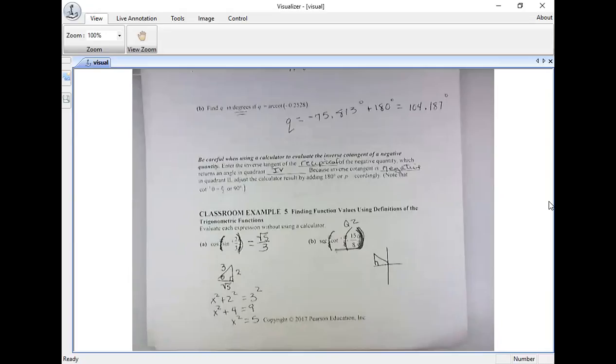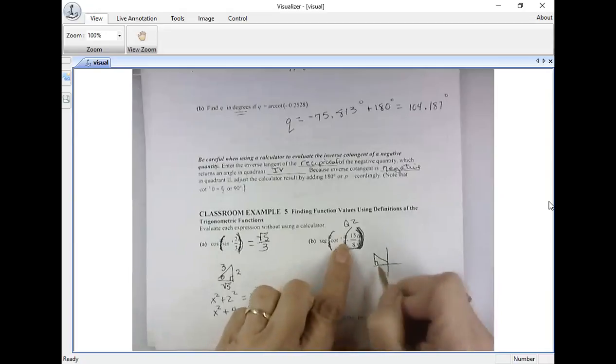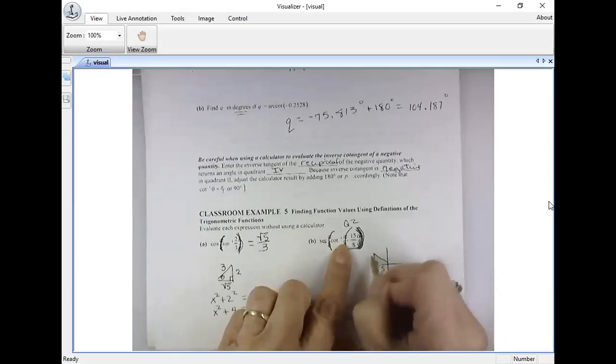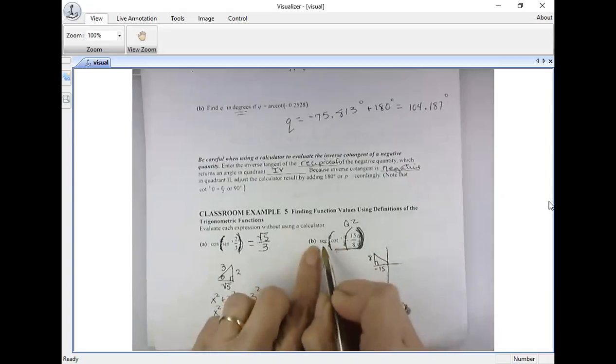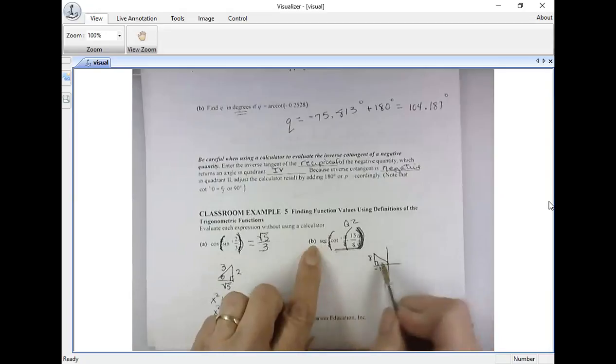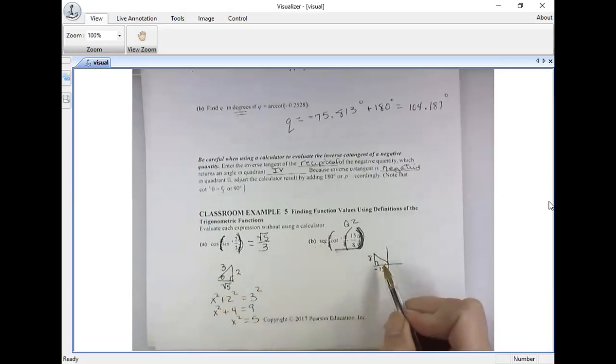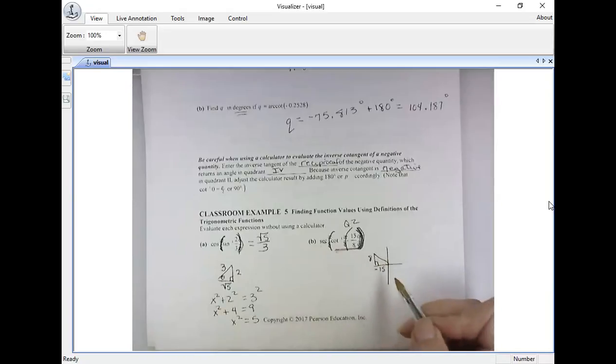Cotangent is what over what? Adjacent over opposite. So I've got an adjacent, and that's going to be 15. Does that need to be the positive or the negative? That's the negative. The opposite would be 8. And I want to get the secant for this triangle. Now, secant is hypotenuse over adjacent. So I got to get this hypotenuse value. Can you calculate that for me?